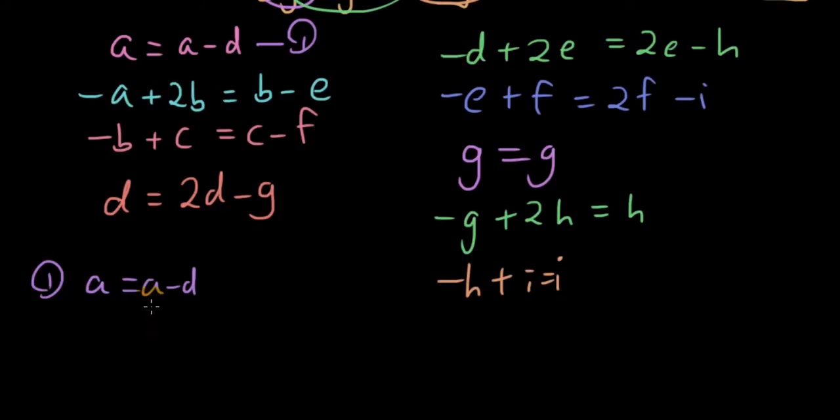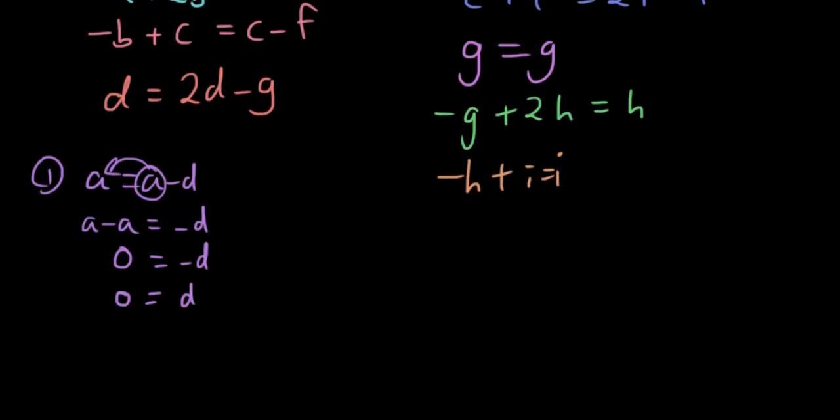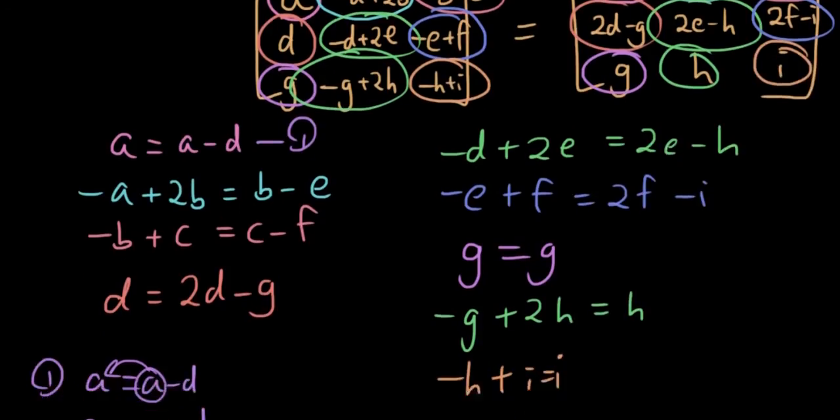a equals a minus d. And if we move the a to the left, then a minus a is equal to negative d. Anything by itself is equal to 0, so 0 equals negative d. So d equals 0. Right? Because negative times 0 equals 0. So d must equal 0. So that's equation 1 done.